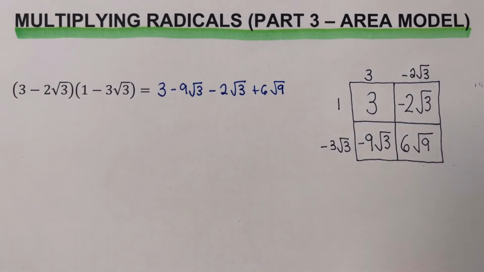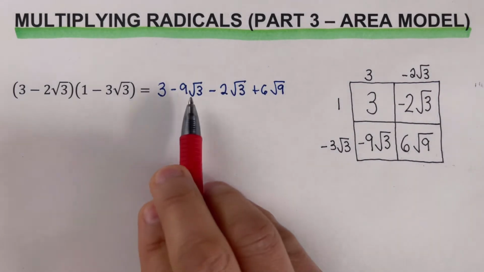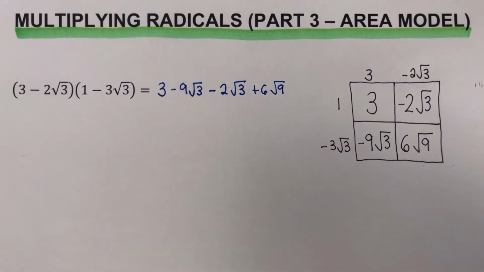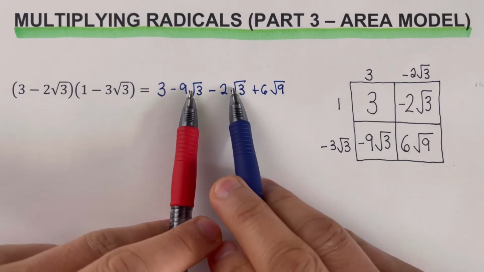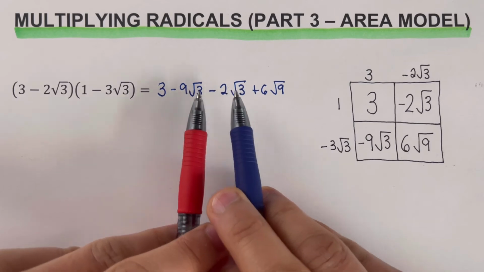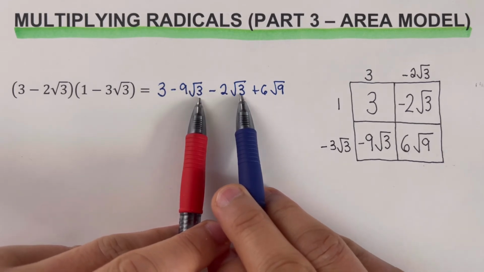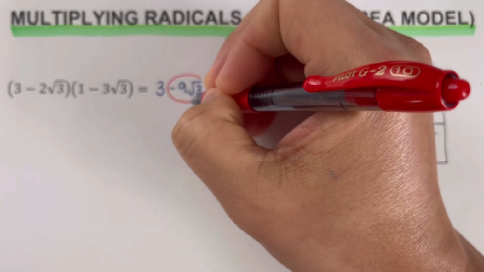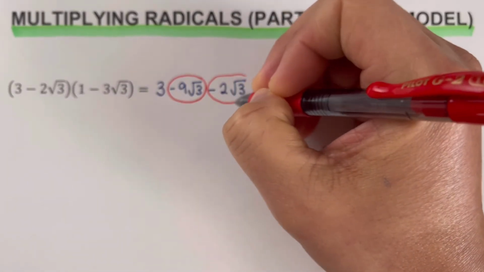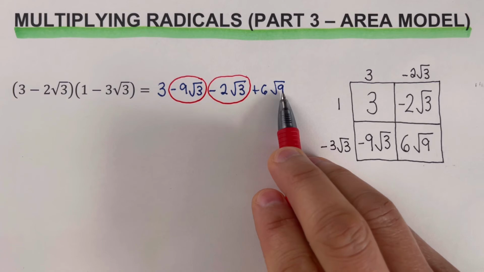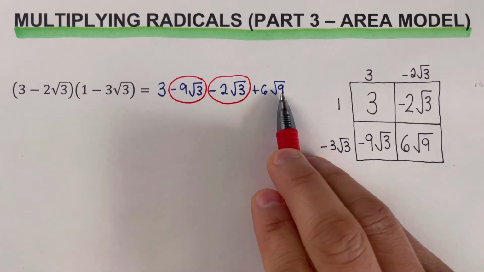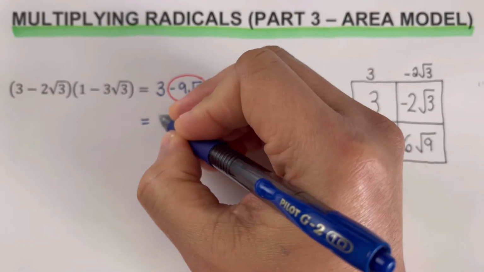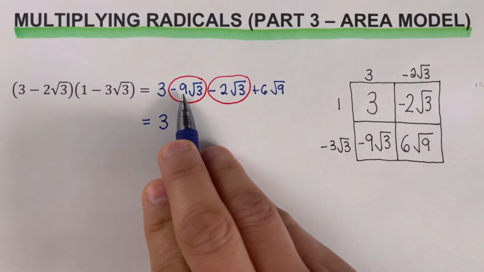So in this problem right here, we can tell that these two are like radicals because their indices are the same. That's invisible 2. And their radicands are the same, which is 3. So we can go ahead and combine these two like radicals together. And then as you can see here, this square root of 9 can be simplified to 3 so that we can go ahead and rewrite this as 3. Then we combine these two together.